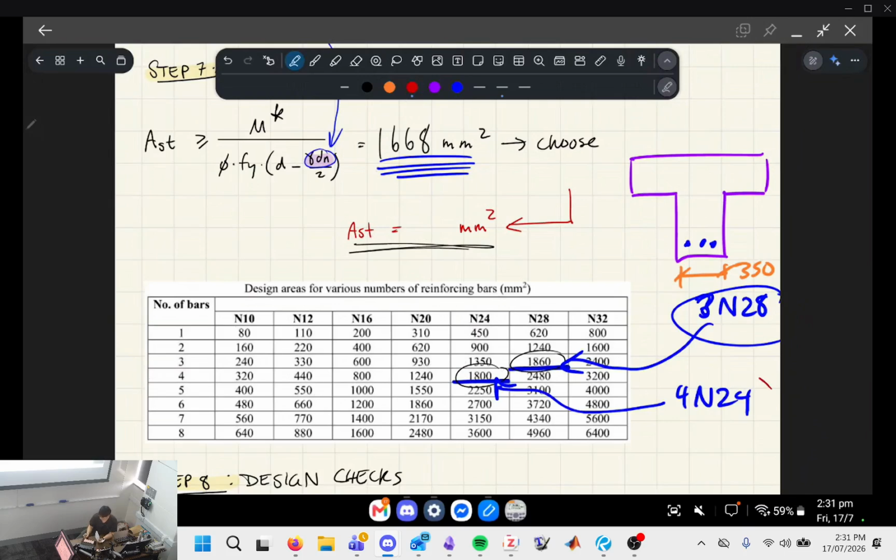Okay, but on the contrary, what if you wanted to do 4 N24s? What's the benefit of doing 4 N24s? Yeah, Andy. The tradies on site can bend it more easily. Bending's one thing. I might have said this in my old series when you were learning concrete. Bending's not as important.